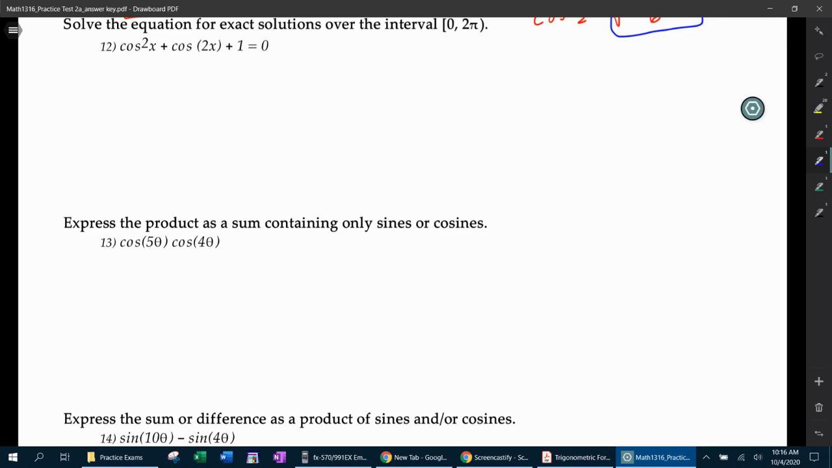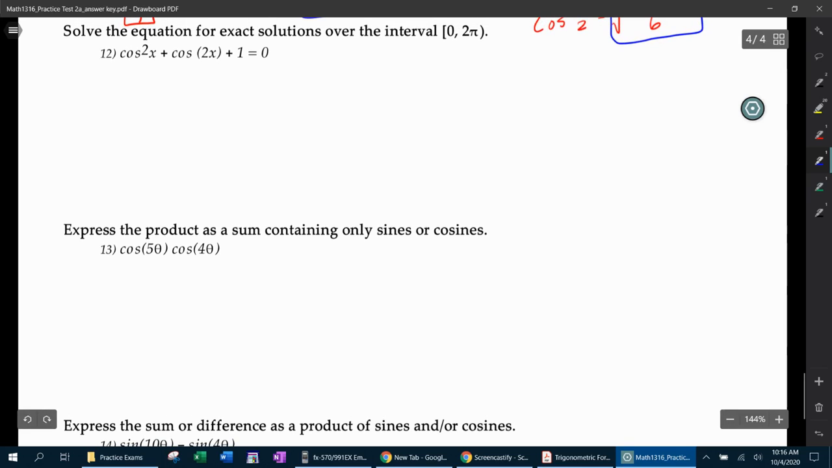Next, number 12. Solve the equation for the exact solutions on the interval from 0 to 2 pi. And so here, the first thing I notice is that I do have a cosine of 2 theta, and the other trig function is cosine theta, and I said theta, I mean x. Cosine of 2x, the other trig function is also cosine. So we're going to have to deal with the double angle formula. Remember, for cosine of 2x, we have 3 of those.